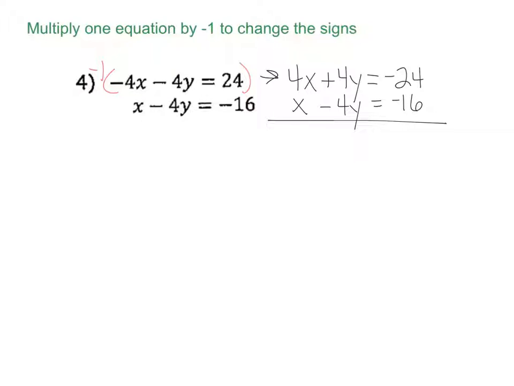The y's are the same. Add the equations. Okay, 4x plus x is how many x's? 5x. 4y plus -4y is 0. Don't even write anything. What's -24 plus -16? -40.